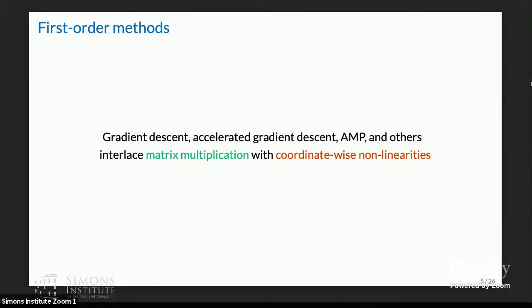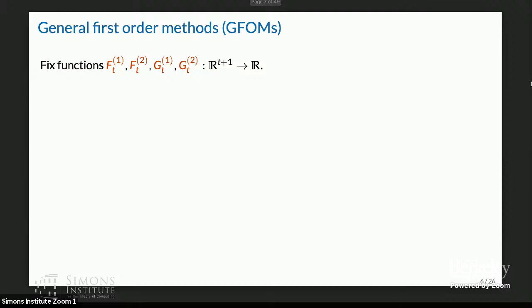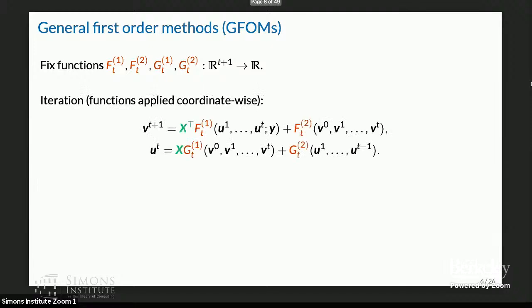So the observation is that many algorithms involve only these two operations, matrix multiplication and coordinate-wise nonlinearities, which motivates our definition of the class of general first-order methods. The definition is just that it's an iteration which only uses these two operations. So we get to choose 4 functions which map from t+1 variables to the real line.